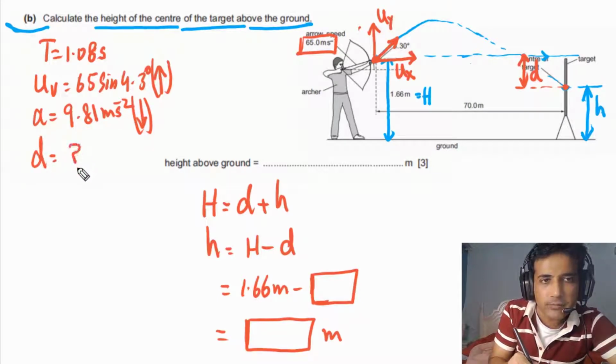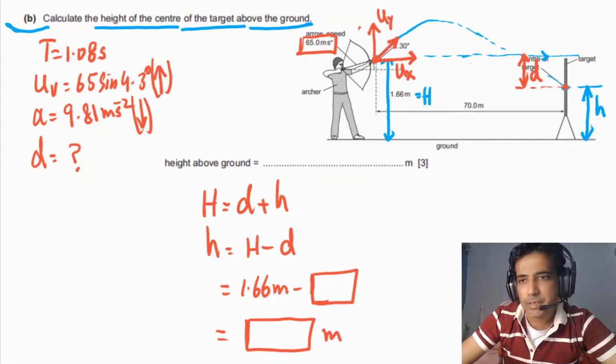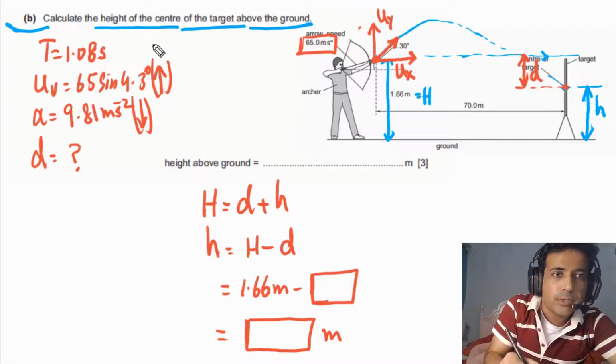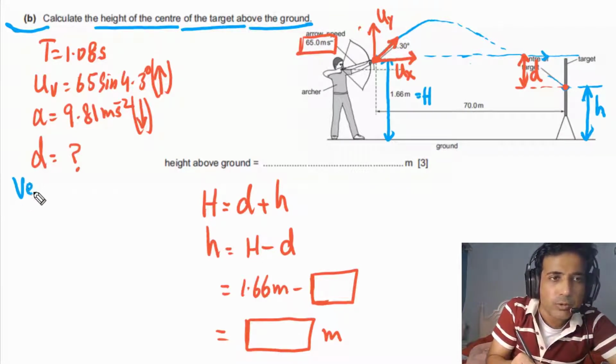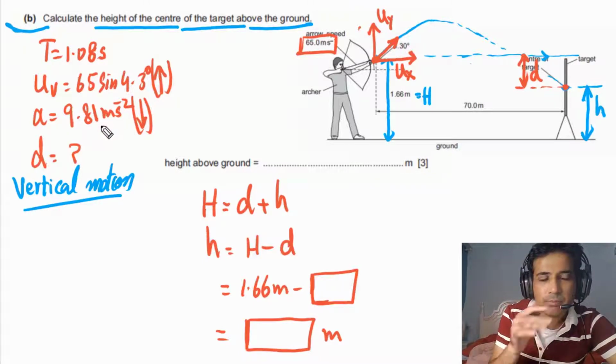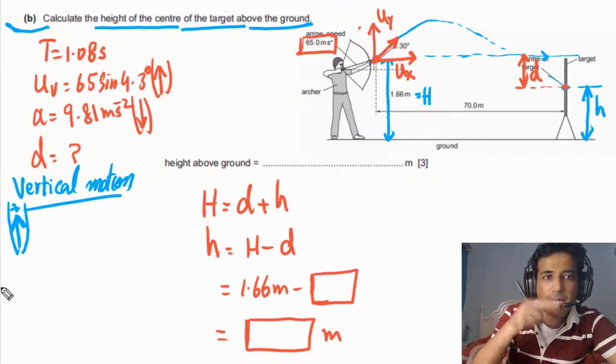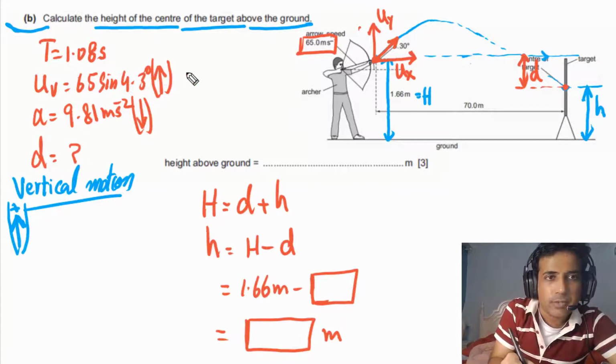In order to calculate the value of d, simply we need to consider vertical motion. So let me use a different color and we can answer this question. We are talking about vertical motion only, so you have to be very clear about this one. That's the reason acceleration is equal to 9.81. Now in this case, we need to take one direction as positive. So we will take up as positive. If we take up positive, this value will be positive and this one will be negative.